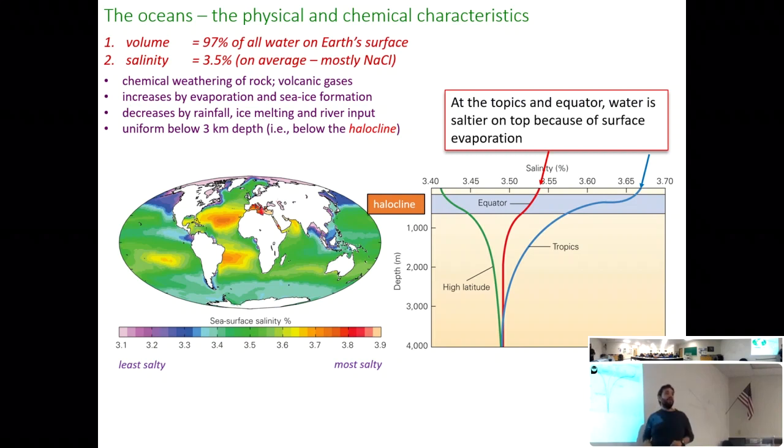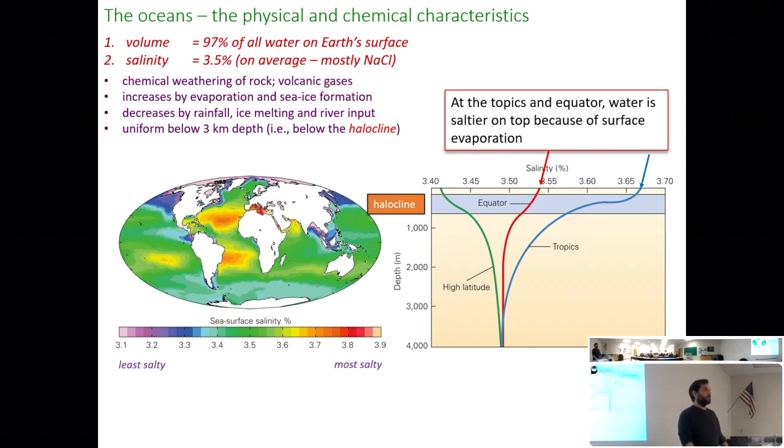Look what happens, though, in the poles. How does salinity change with depth in the poles? Does it go up or down or stay the same? What's that? It slightly increases. Okay, it slightly increases. And why does it slightly increase at the poles with depth?